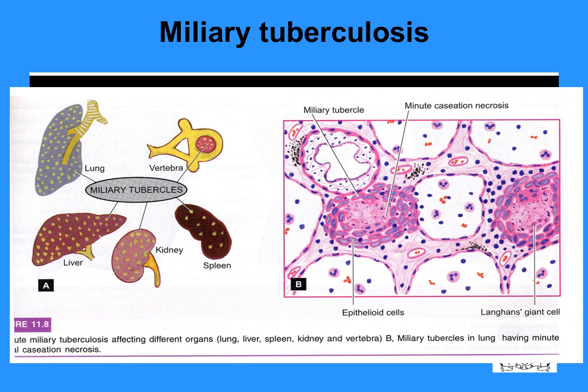Miliary tuberculosis is the one in which, through hematogenous spread, tuberculous bacilli spread into different organs. It can spread to the remaining part of the lung, to the liver, kidney, spleen, and even to the vertebra. You will see tiny millet seed-like lesions 1 to 2 millimeters in diameter in different organs. Microscopically, these millet-like lesions show granulomas composed of epithelial cells with central caseous necrosis, Langhans giant cells, lymphocytes, and plasma cells.